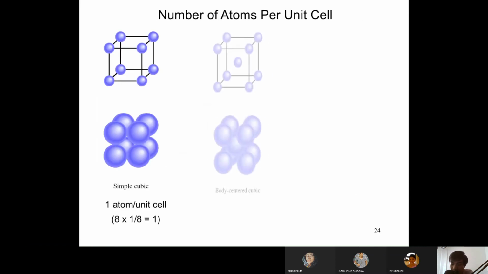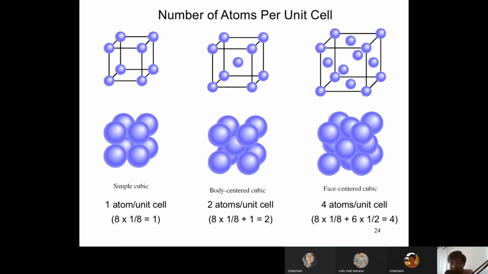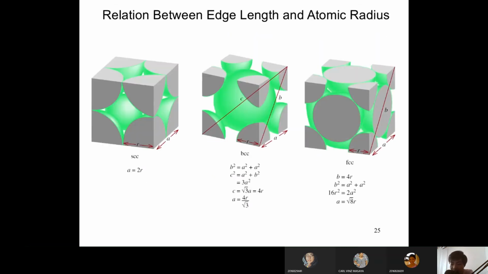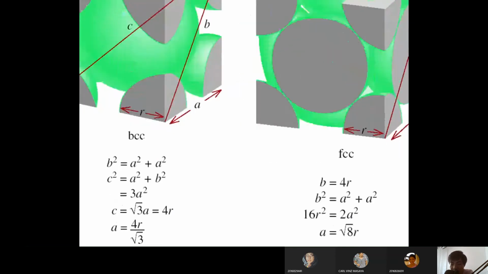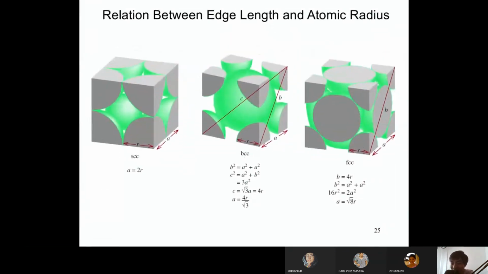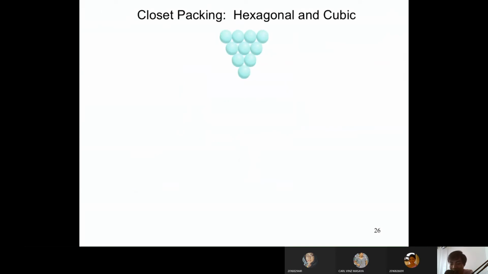Okay, so ganyan yung mga itsura ng ating mga atoms. By the way, hindi na natin lalaliman 'yan kasi ang daming calculation na 'yan. Wag na natin gawin 'yan. Okay?